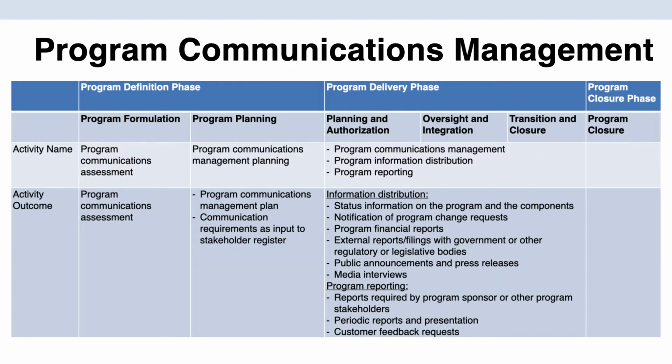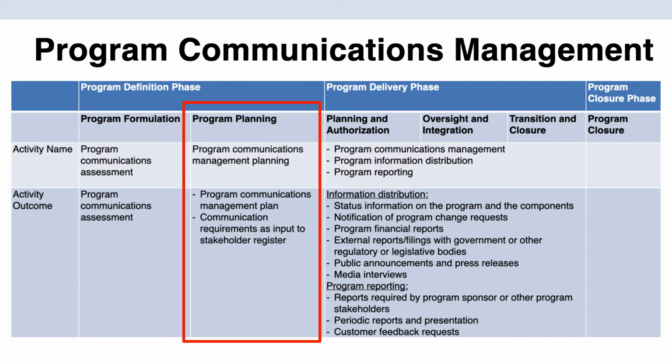Now next, let's take a look at our second group, and this is communications management. The communications management activity group comprises the activities necessary for the timely and appropriate generation, collection, distribution, storage, retrieval, and ultimate disposal of program information. During the program formulation subphase, we have the program communication assessment activity. And what this activity produces is our program communication assessment. This is one of the inputs to the stakeholder engagement planning and the program communication management plan.